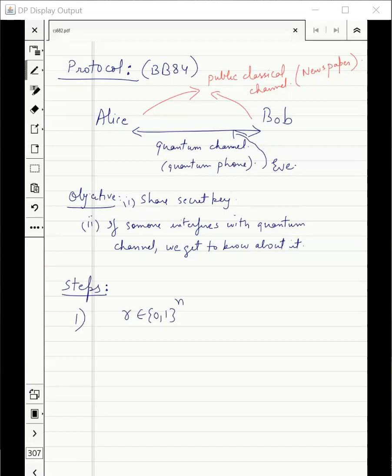The other way to say it is, if you want to share an n-length key, we will start with a 2n or 3n length key. That is another way to think about it. Let's look at the steps. This is the secret key which we want to share. Alice will also choose randomly n other bits. R, we should think of it intuitively as the secret key. A, we should think of as the random choice of bases.